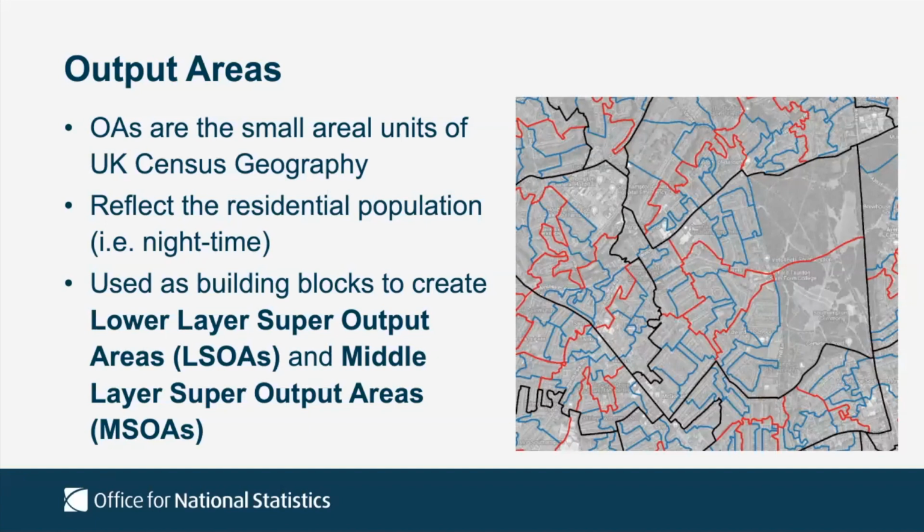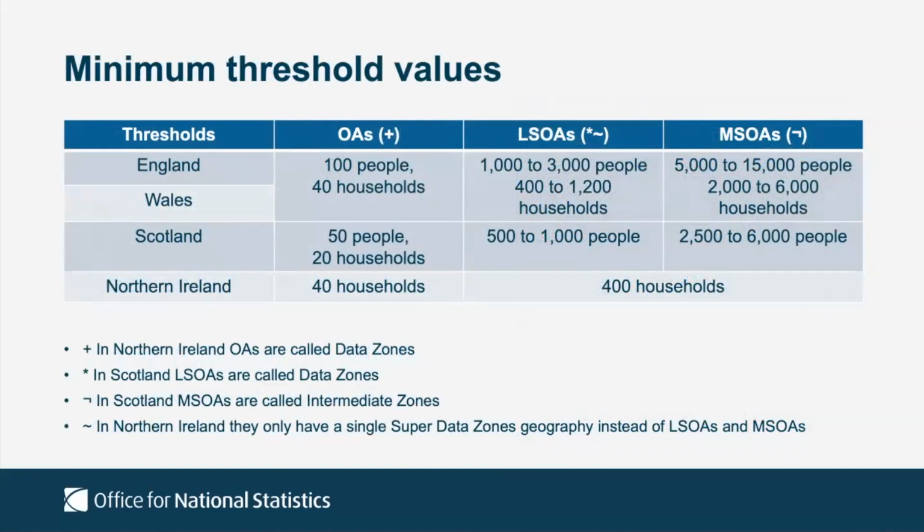And they are very much built around disclosure. They're trying to be small areas where we don't want people to be identified, which is why they have minimum threshold values to create the geography. They're pre-canned, so we create them before data effectively gets attributed to them. They're based on minimum people and households, and it does differ between the countries. In England and Wales, the minimum is 100 people and 40 households. In Scotland, it's 50 people and 20 households, and in Northern Ireland, it's 40 households.